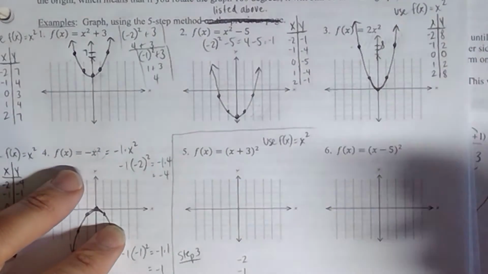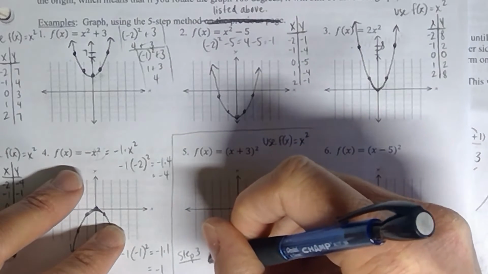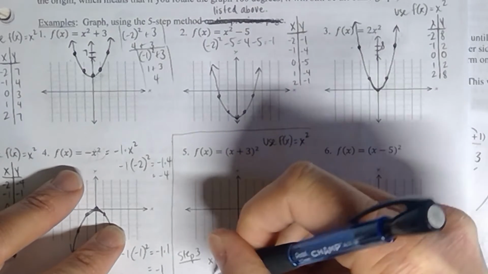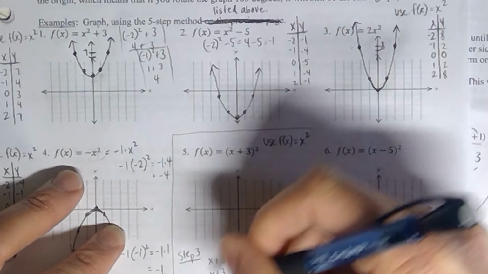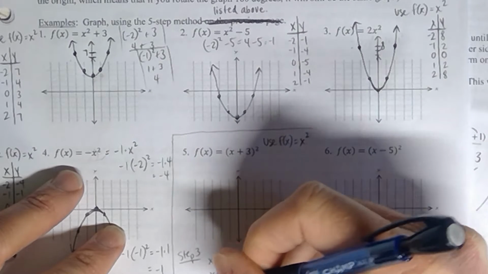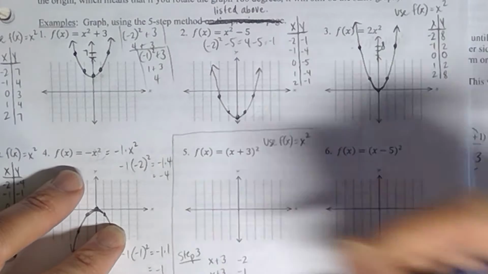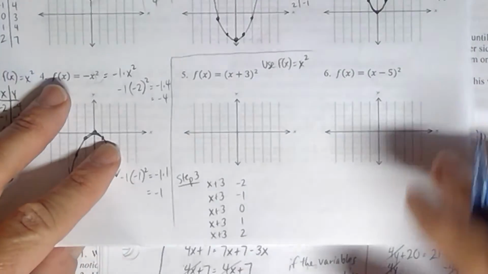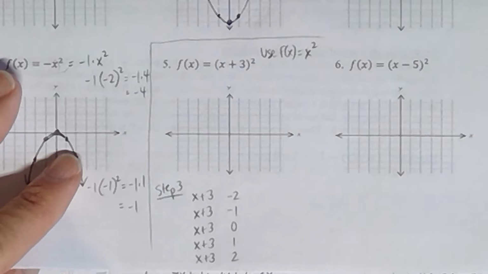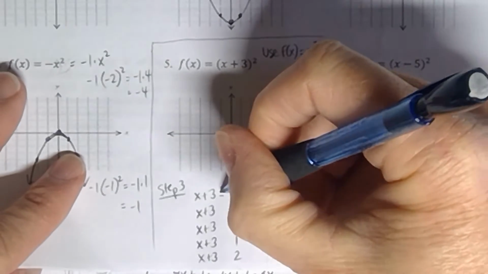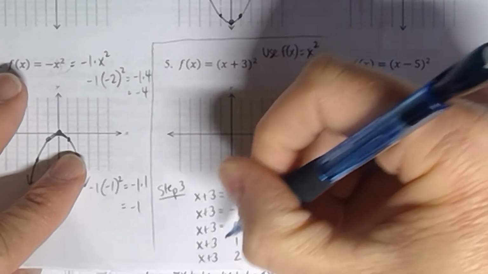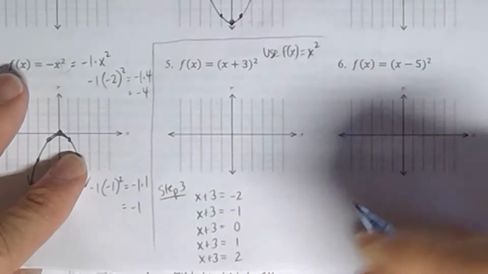All right, here's what we're going to do. If the x changes to x plus 3 like that, then that means I'm going to write down x plus 3 for each one of those 5 numbers, okay, and I'm going to make an equation out of those 5 things right there.